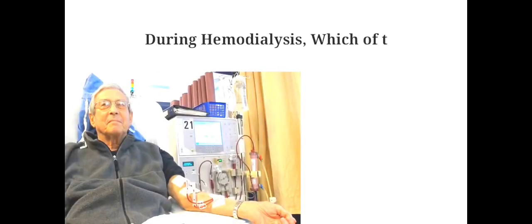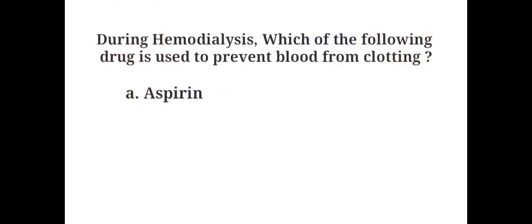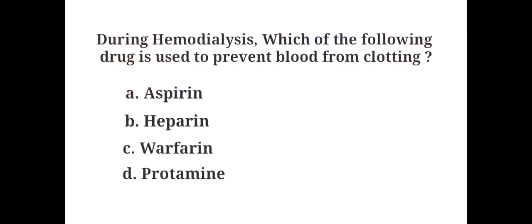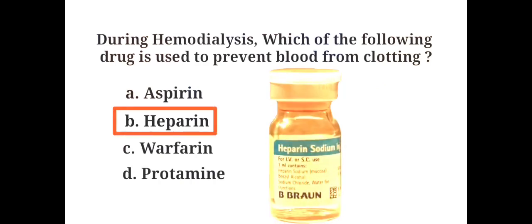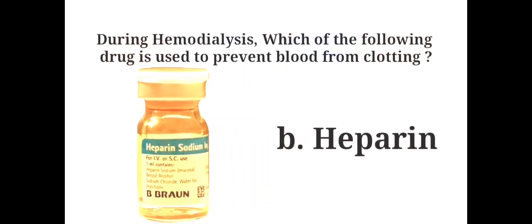During hemodialysis, which of the following drug is used to prevent blood from clotting? A. Aspirin, B. Heparin, C. Warfarin, D. Protamine. And the answer is B. Heparin. Heparin is used during hemodialysis to prevent blood from clotting.